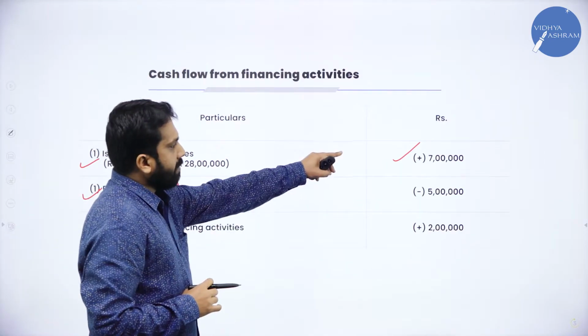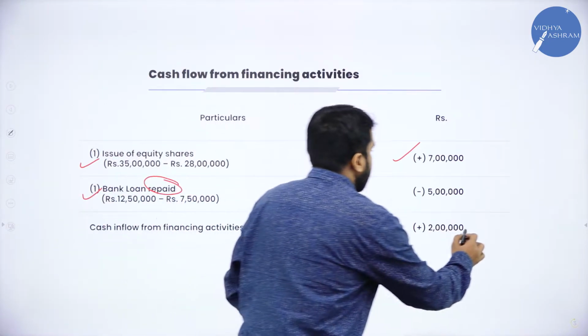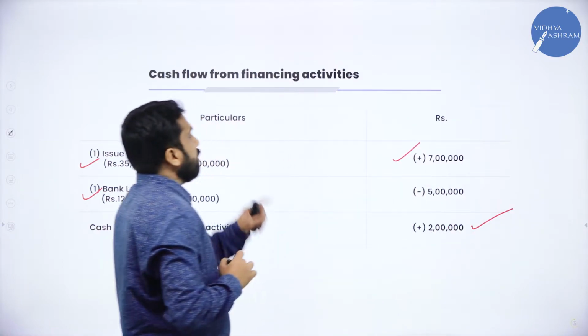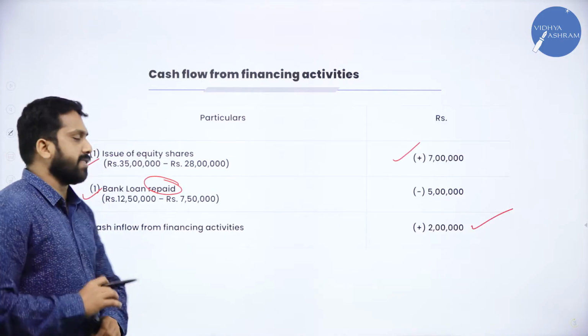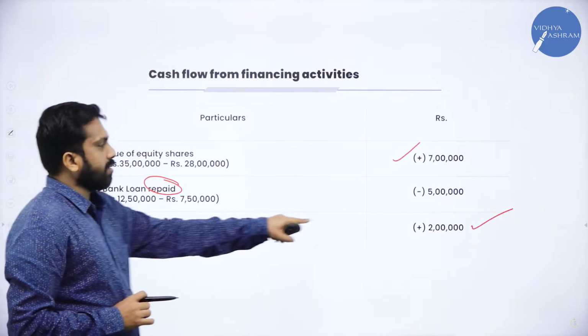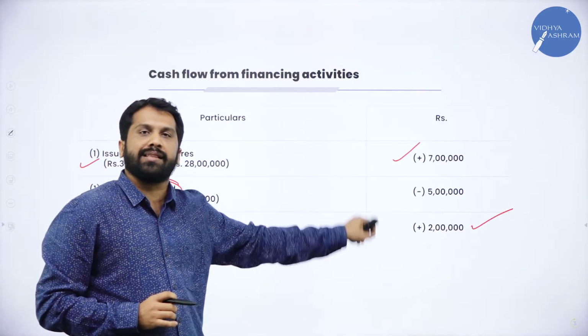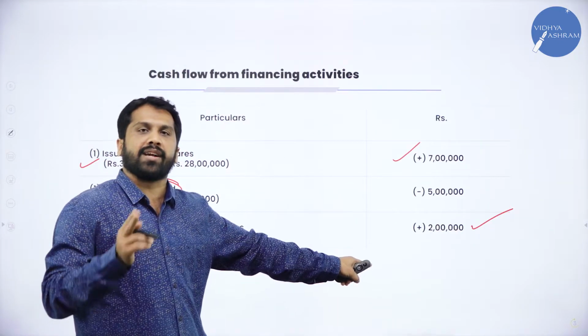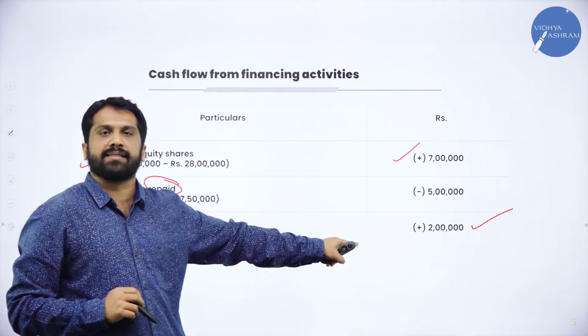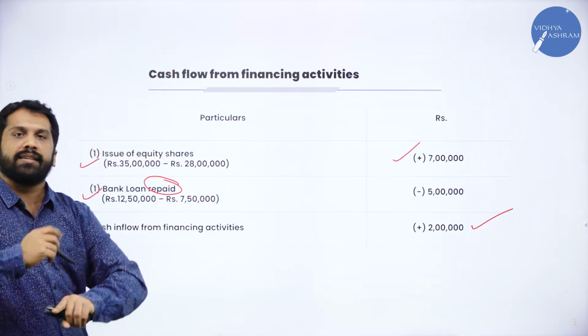Now, 7 lakh minus 5 lakh, how much is your cash flow from financing activity? Cash flow from financing activity is 2 lakh. Only this much. Two calculations, 6 marks. Just add and minus, right? We'll go for the next one.